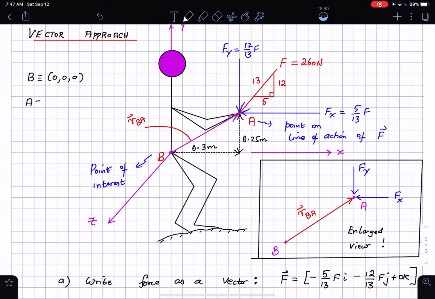How about the coordinates of point A? Look at the point A. I have to move 0.3 meters in the x, 0.25 meters in the y, and nothing in the z. So this is going to be 0.3, 0.25, and 0, so many meters, right? Which means that I can find the position vector fairly easily.